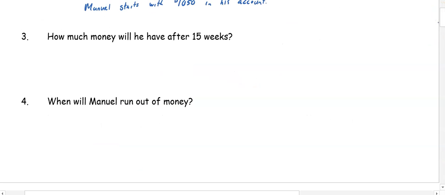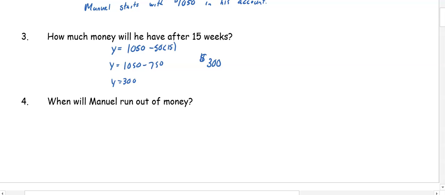How much money will he have after 15 weeks? So we have y equals 1,050 minus 50 times 15. So we have 1,050 minus 750. So y equals $300.